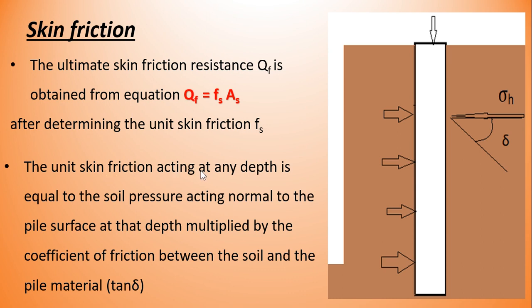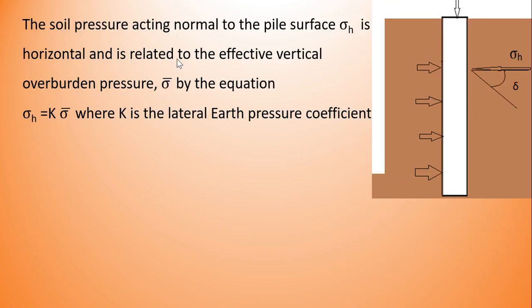The unit skin friction acting at any depth is equal to the soil pressure acting normal to the pile surface at that depth multiplied by the coefficient of friction between the soil and the pile material. Pile material may be steel, timber or concrete. The soil pressure acting normal to the pile surface, sigma H, is horizontal and is related to the effective vertical overburden pressure sigma bar by the equation sigma H is equal to K sigma bar, where K is the lateral earth pressure coefficient.